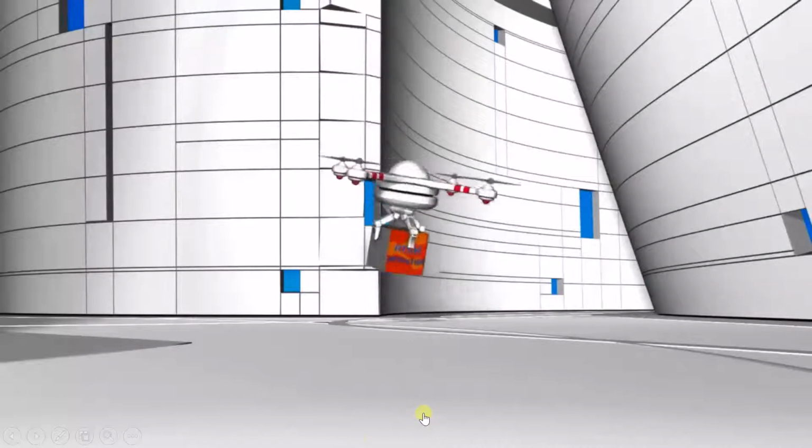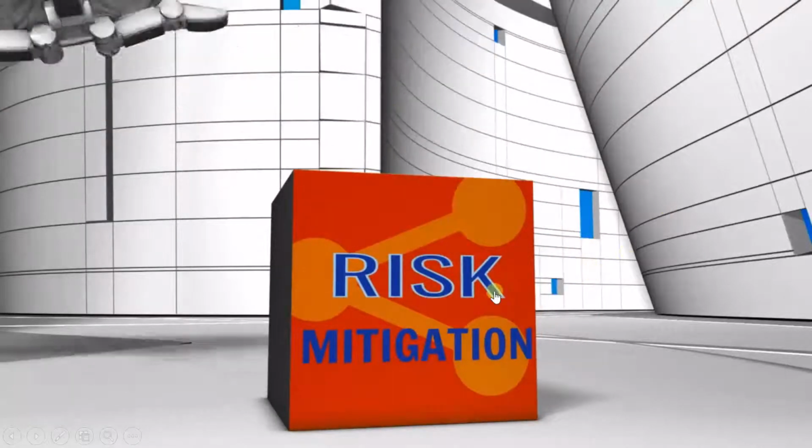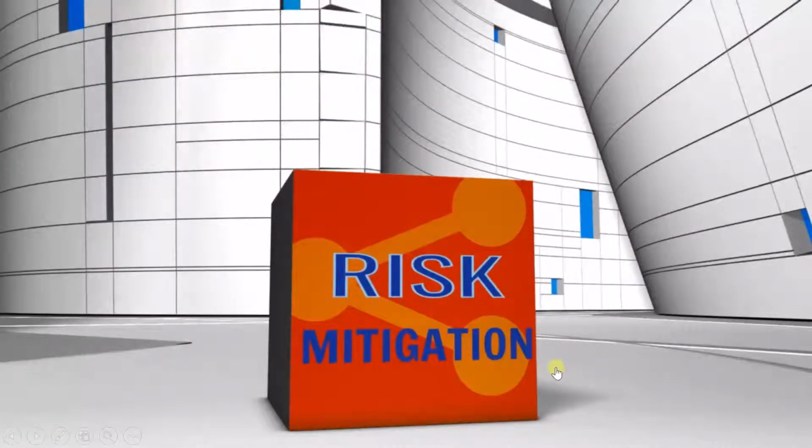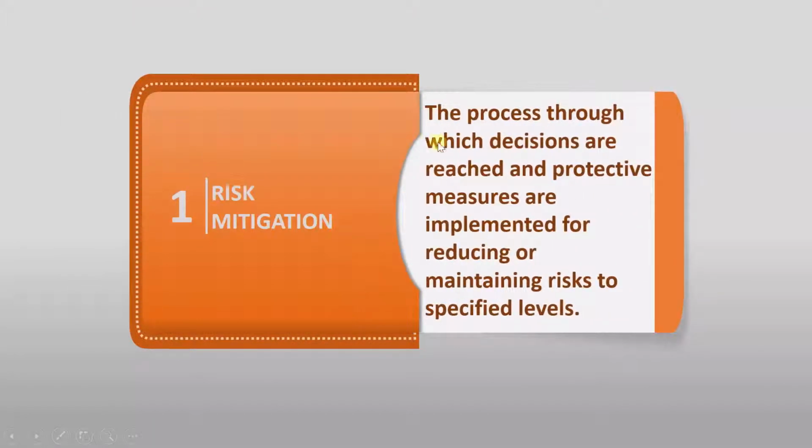So this is the last step performed by the technical test analyst, that is risk mitigation. Let's try to understand the meaning of risk mitigation: the process through which decisions are reached and protective measures are implemented. So we have to make decisions and then take protective measures. Why? For reducing or maintaining risk to a specified level.